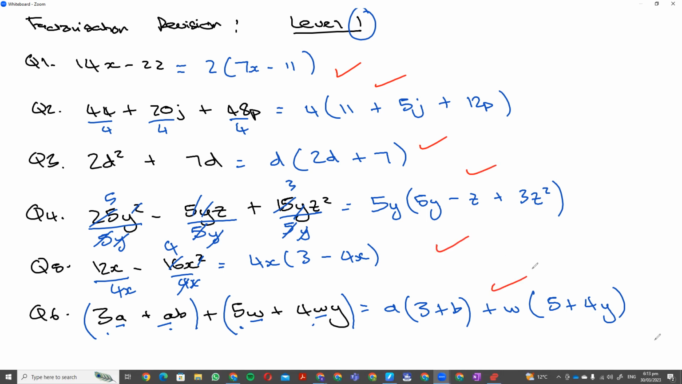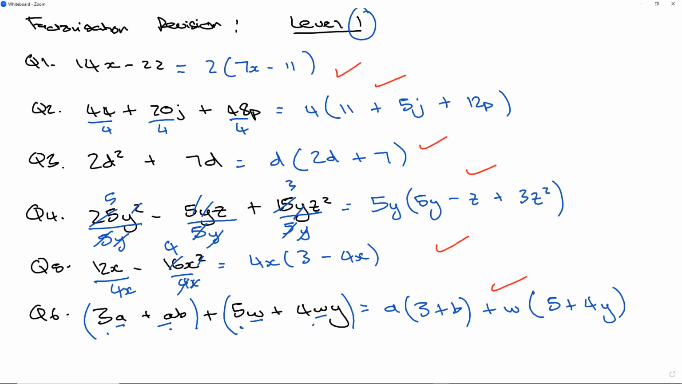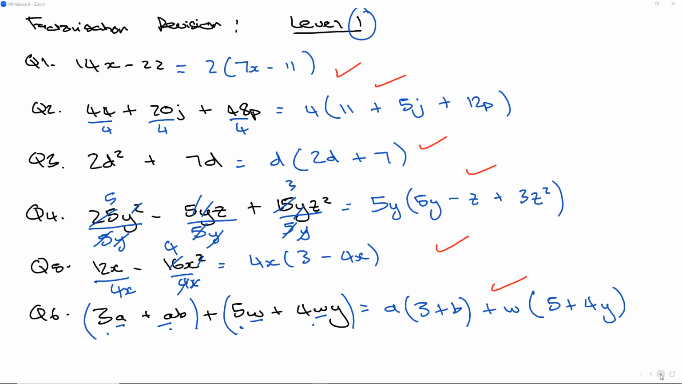Okay, let's move on to level 2 now. Give it a quick mark if you need to. We stopped at question number 6, so let's move on to question number 7. Again, remember, what are we doing? We are factorizing. The next one has the following: BC minus BD minus C plus D.